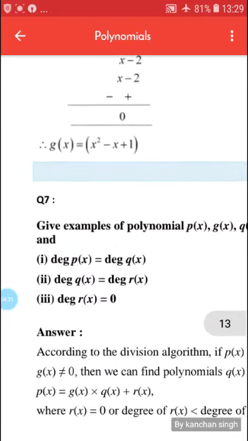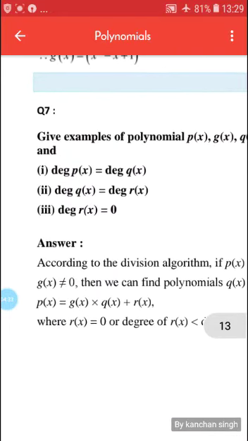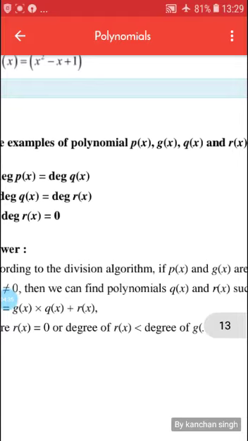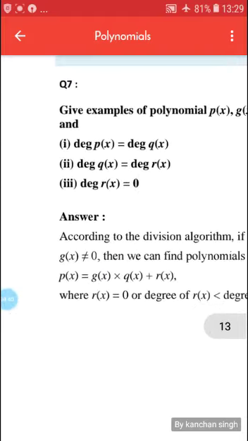Now see, from question number 5 I am giving you the hint of one and the rest two you will do. Now see, our question number 7 is: give examples of polynomials p(x), g(x), q(x) and r(x) which satisfy the division algorithm and degree of p(x) is equal to degree of q(x). In that, it's our duty to find polynomials which satisfy the division algorithm. What is our division algorithm? Same: dividend is equal to divisor into quotient plus remainder, or we can write p(x) is equal to g(x) into q(x) plus r(x). See, the first one I am solving for you.